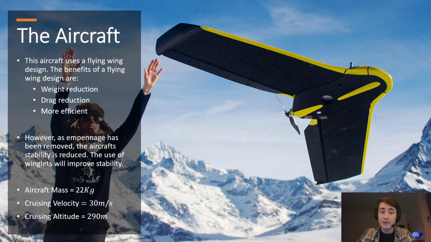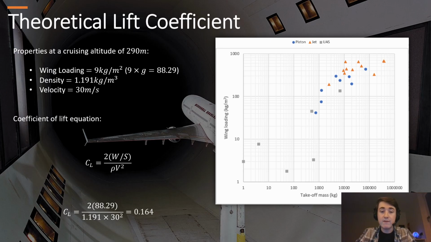So the information I've calculated on this aircraft is that the all-up weight of the aircraft is equal to 22 kilograms. The cruising altitude of this aircraft is 290 meters, and the cruising velocity is 30 meters a second. So with this information, we are going to use a series of mathematical equations and information from different aircraft designs to design the best wing for our aeroplane.